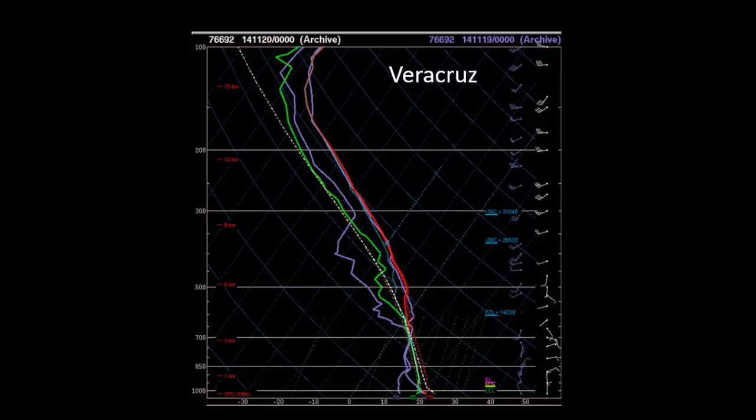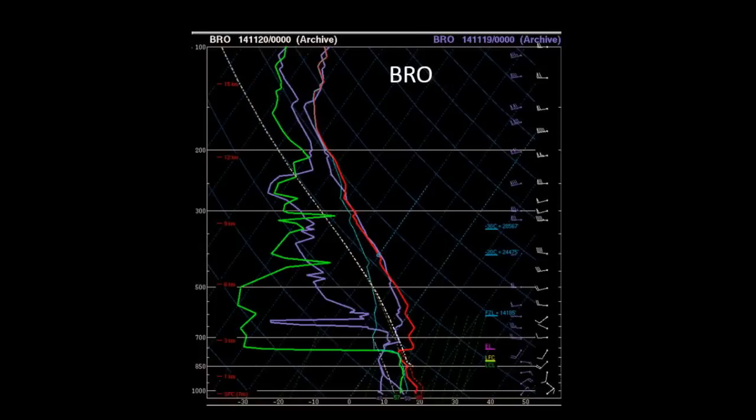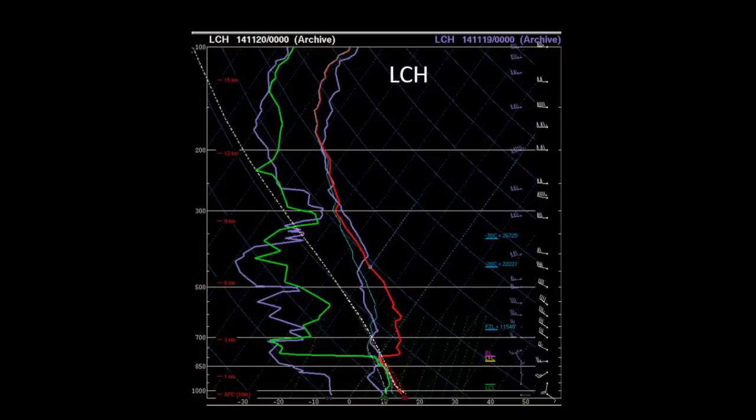Veracruz has already shown signs of moistening, and this is a response to the long fetch of post-frontal air across the entire Gulf of Mexico from northeast to southwest. Very moist, but again, it's not an unstable profile, it's just moistened. Brownsville, quite a bit of moistening has occurred. You see in the green, that's a fairly deep, moist layer, but again, notice compared to the mid-levels, there's no buoyancy in this profile. It's moistened, but it's not sufficiently moist.